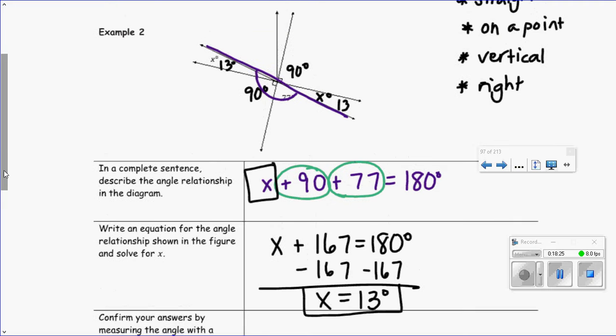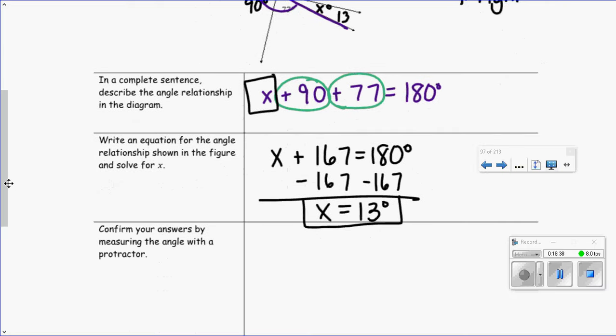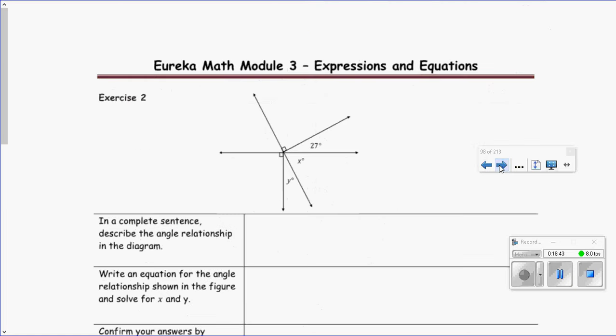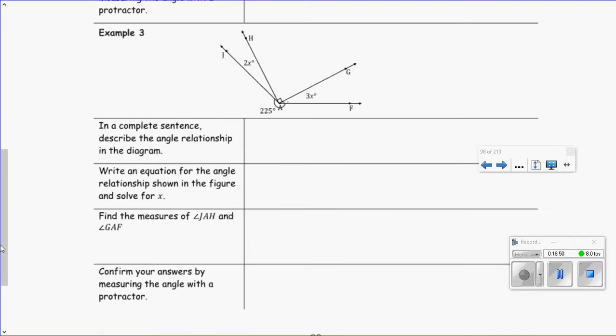The question may have gone further and asked some other things, so it's good to just keep going with as much as you can to try to figure out either vertical lines or, like I said, straight lines or angles around a point, things like that. Okay, we're actually going to be completing the rest of these in class. So where it says exercise 2, go ahead and write in class. Where it says example 3, write in class. And this would be angles on a point.